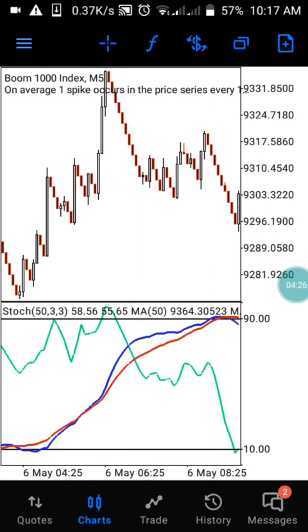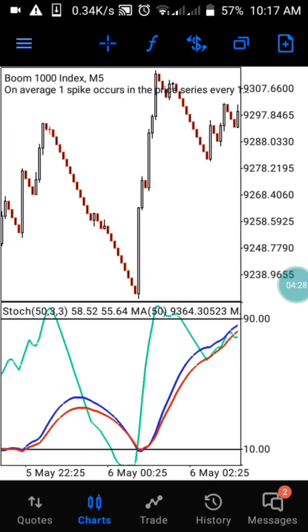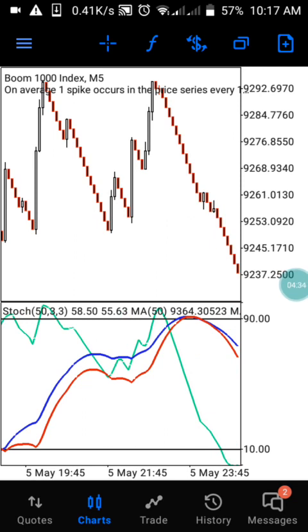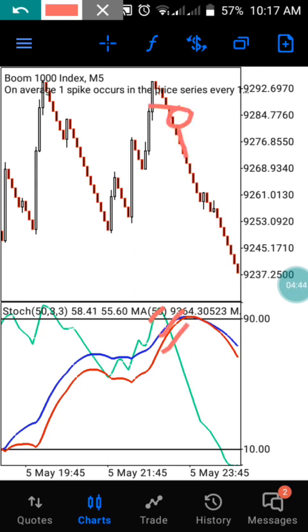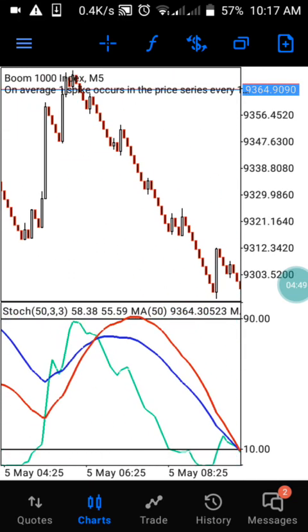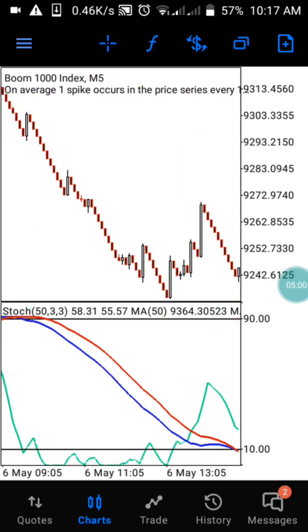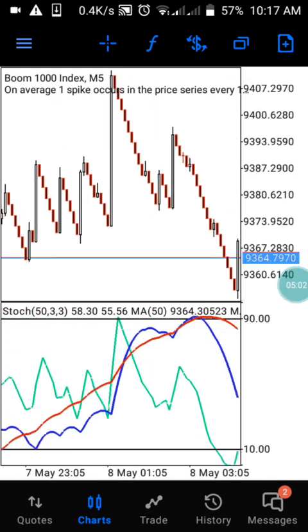You can do this most especially as a beginner to grow your little fund. And you see the same thing happen here. Once it reaches above the 90 level, you wait for the two moving averages to cross over, and once it crosses over, then you enter your trade at this level. You see, another one is here. So you can also catch up to $10 in a day if you keep at it and stick to the rules of this strategy. It works on Boom 1000 and it also works on Boom 500.